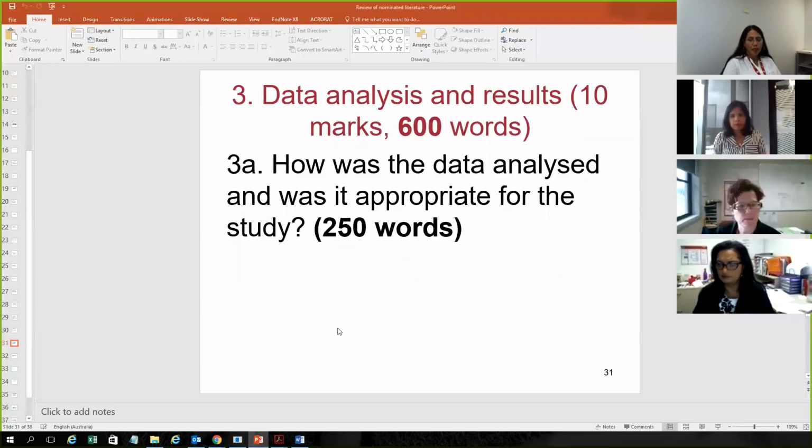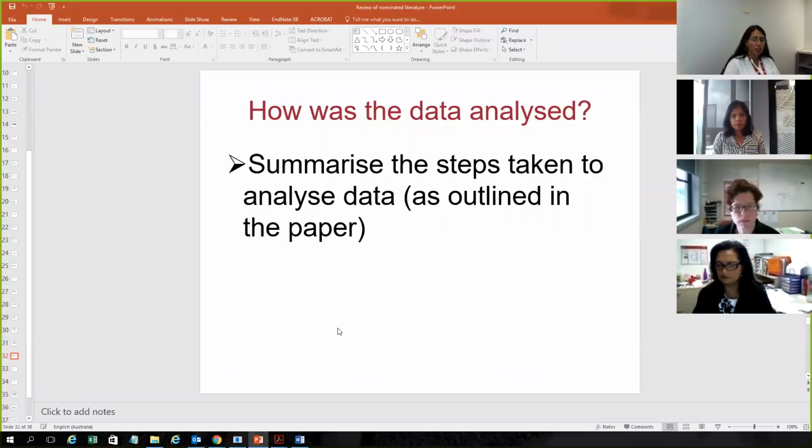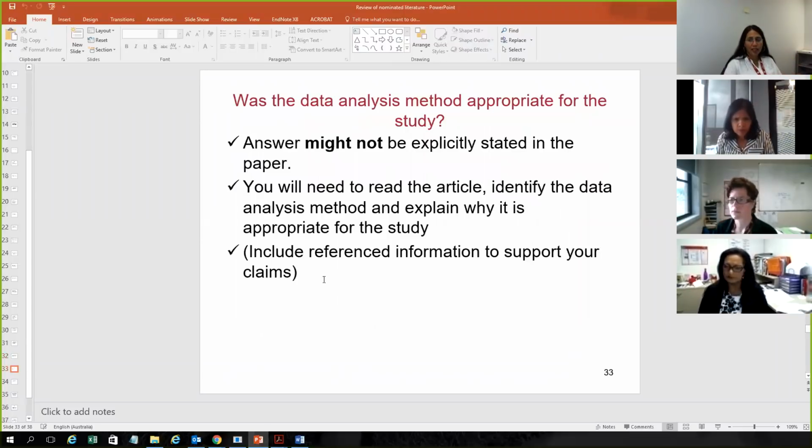So just to repeat, how was the data analyzed? All you need to do is go to the paper and summarize the steps of data analysis as it is outlined in the paper. The second part is, how was the data analysis method appropriate? Remember, anywhere you see the word appropriate, you must include supporting literature. So you'll draw on literature, look at the data analysis method, see some elements in the data analysis method. Can you find those elements in the article?